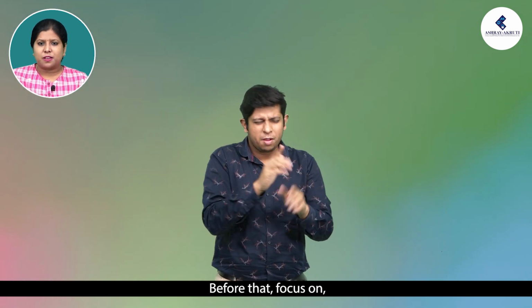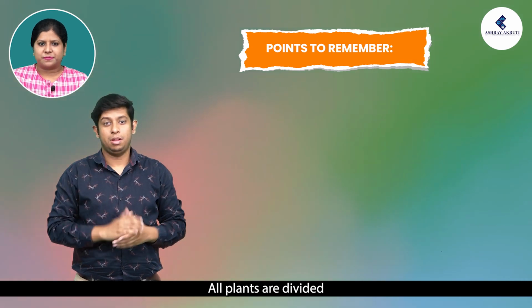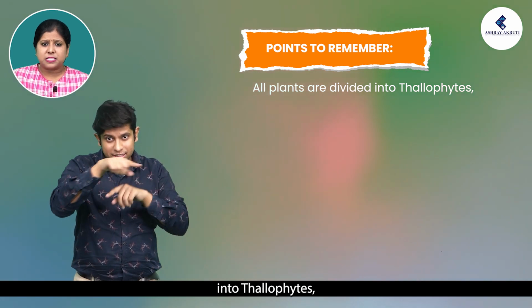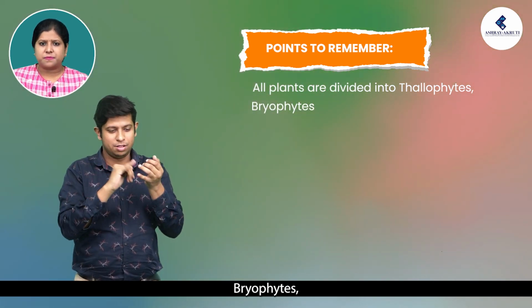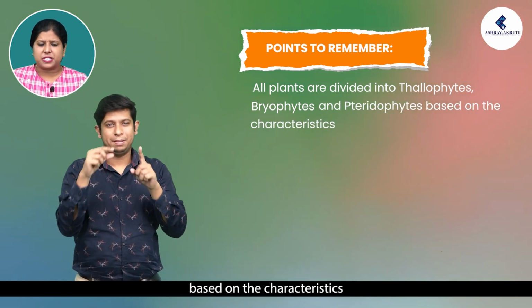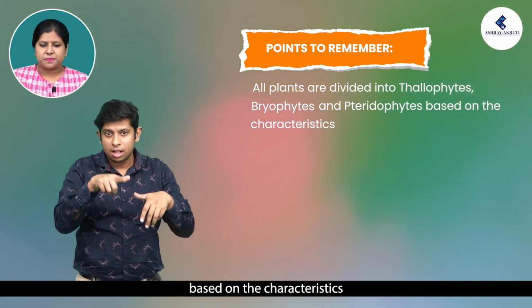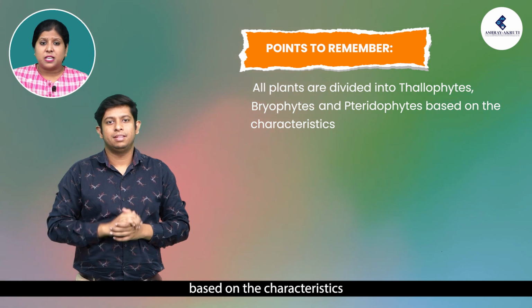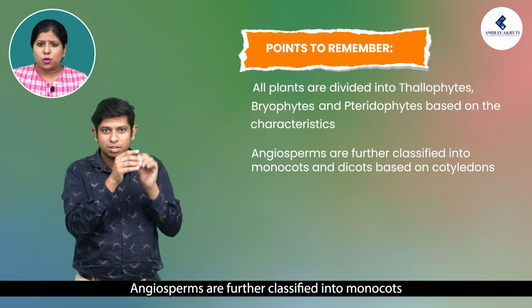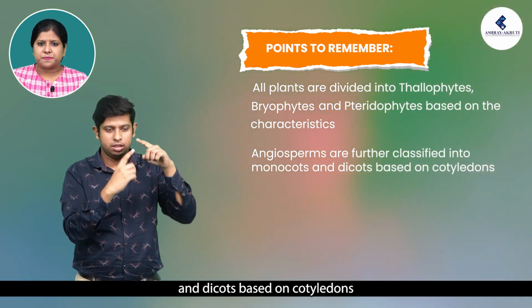Before that, focus on points to remember. All plants are divided into thallophytes, bryophytes and pteridophytes based on the characteristics. Angiosperms are further classified into monocots and dicots based on cotyledons.